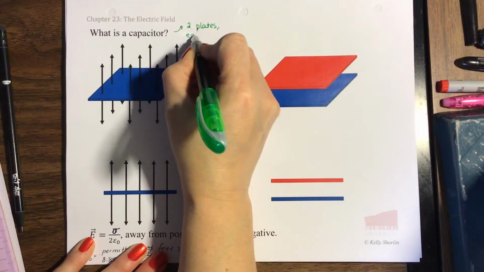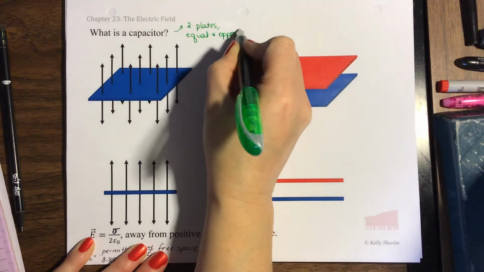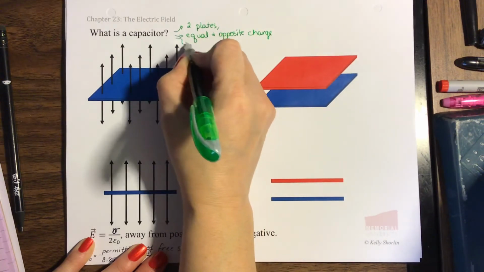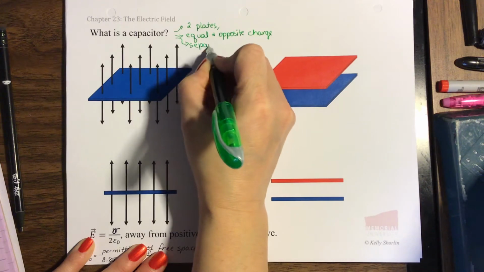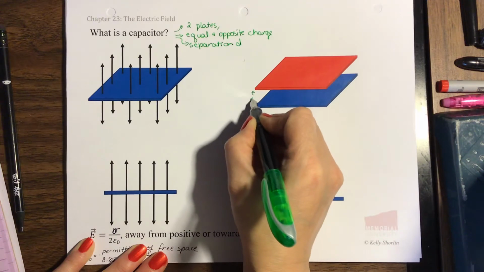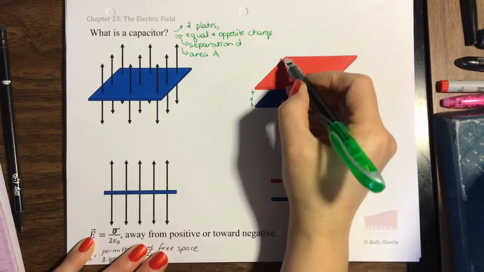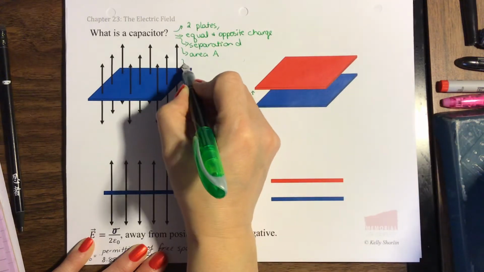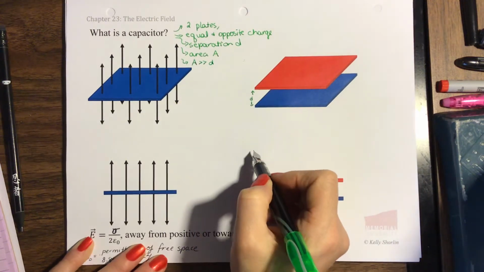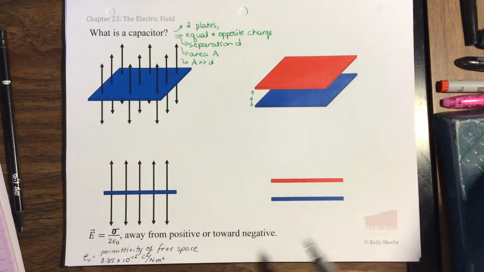They have equal and opposite charge. The two plates have a separation D. So this distance here is D. They have area A. So the length times the width would give us A. And the area is considerably bigger than the separation. Of course, that's for a real capacitor. Ideal capacitor, that area is infinite.